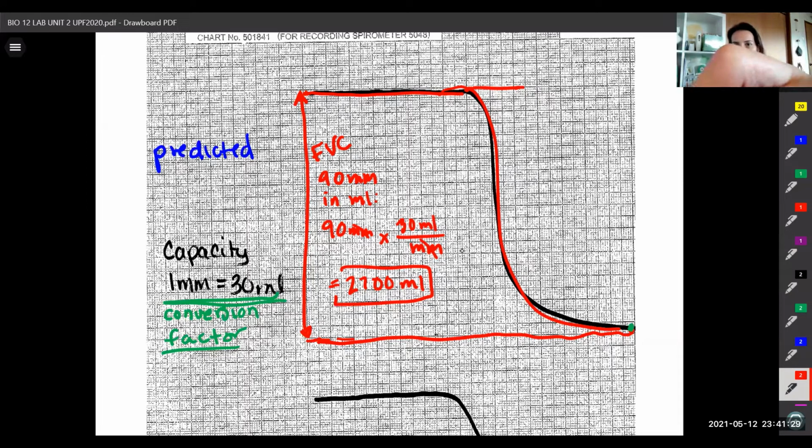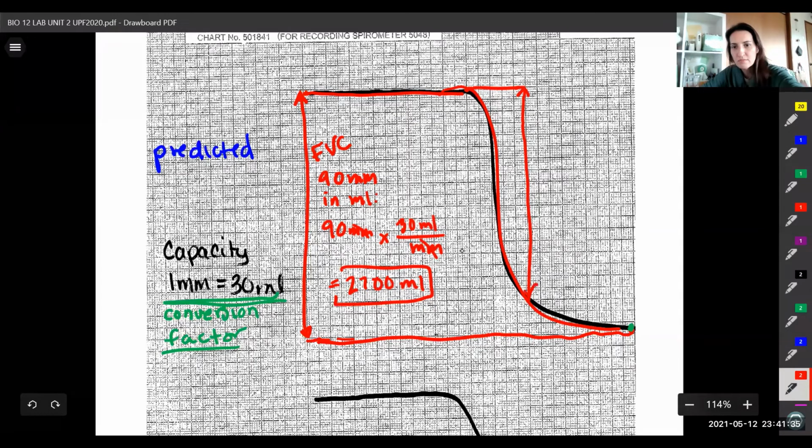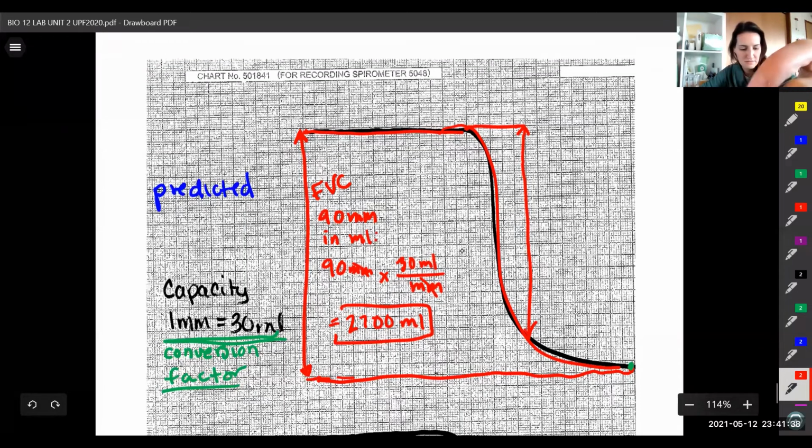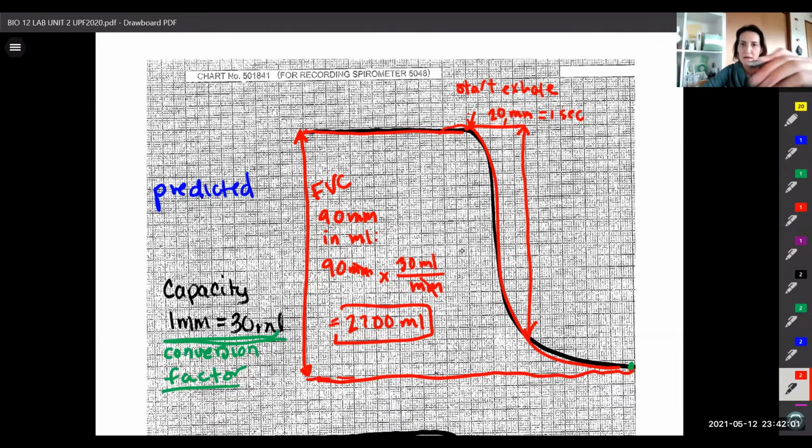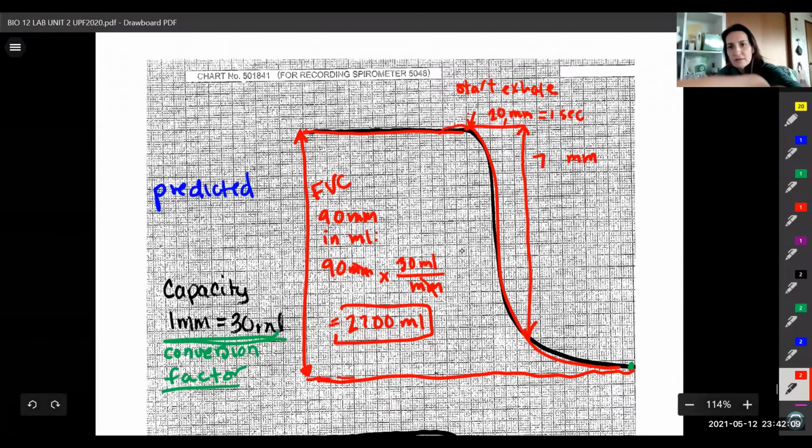And then we're going to measure down once again, because we now want the volume that was exhaled in that first second. So this is where we start the exhalation, start exhale. The 20 millimeters here is equivalent to 1 second. And when I measure down, my distance is 75 millimeters. That's what I got with my ruler. 75 millimeters.